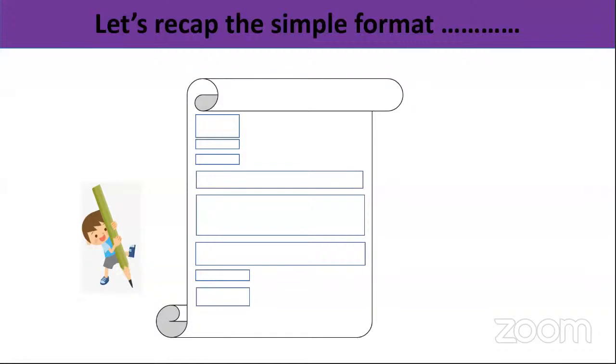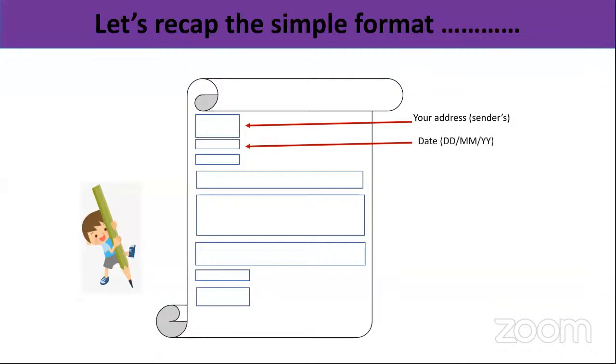I have given empty boxes here. So let's see what comes first. The top, your address or sender's address. Next one, date. So I would like to remind you once again, when you write the date, don't forget to use the correct format. What is that? DMY, date, month, year.